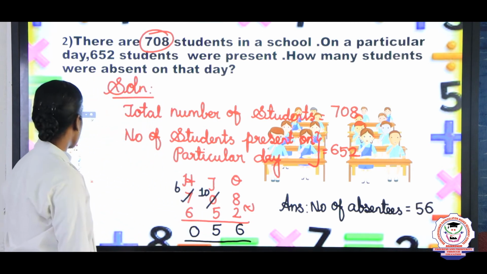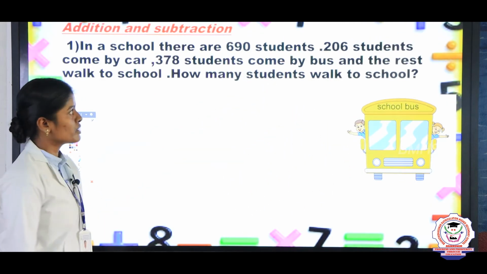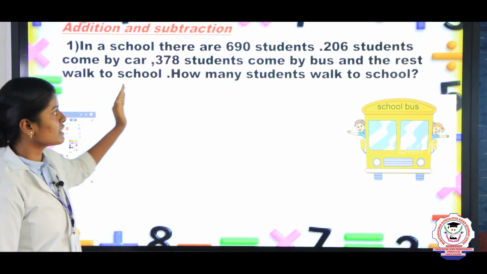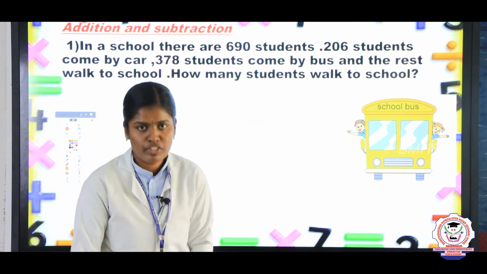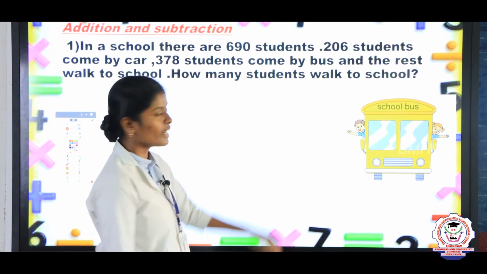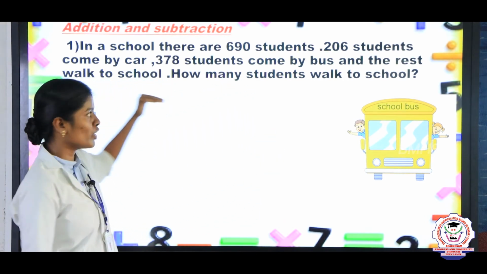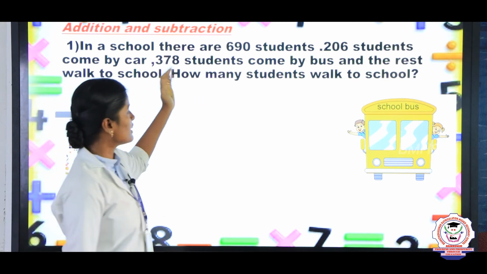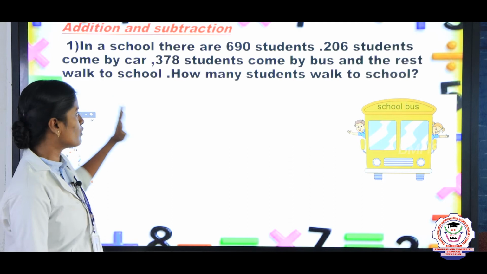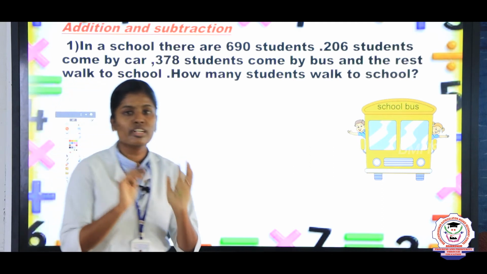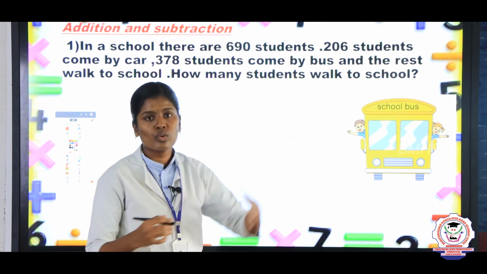Listen here. So next question, in your school there are 690 students. So first we need to write the total number of students equal to 690. Next we have 206 students come by car, and then 378 students come by bus, and the rest of them walk. Now we are going to find how many students walk to school.